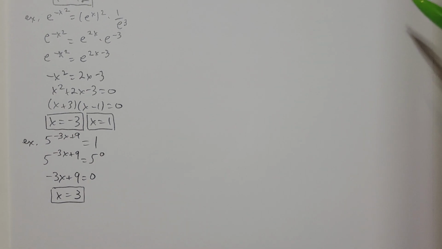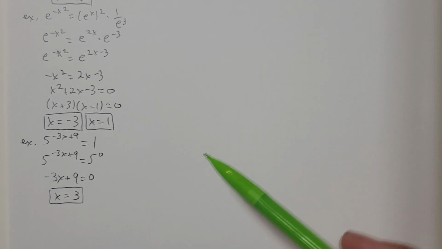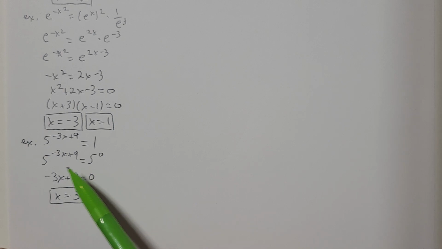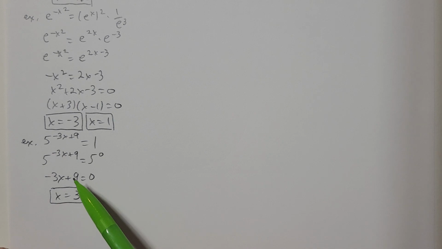Here's another example. So what if I wanted to solve 5 to the power -3x plus 9 equals 1? Solve for x. Okay, well 1 is the same thing as 5 to the 0, right? Anything to the 0 power is 1. And I'm trying to get the same base on both sides. I have that now. I can remove the 5's and set the powers equal. -3x plus 9 equals 0 means that if you subtract 9 and then divide by -3, x equals 3.